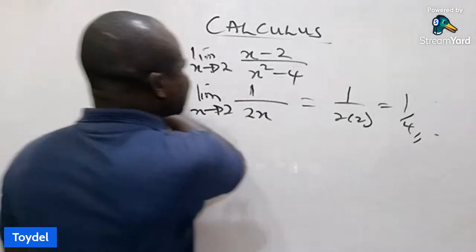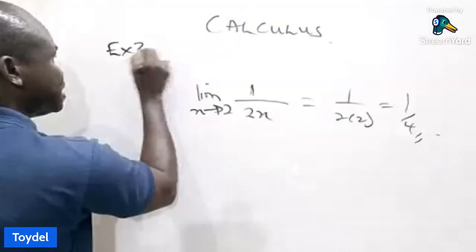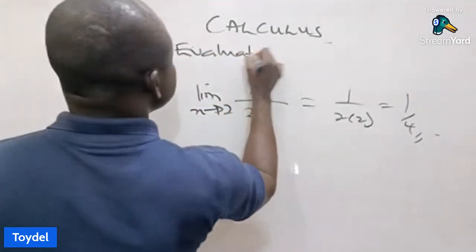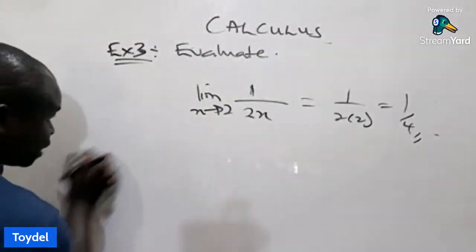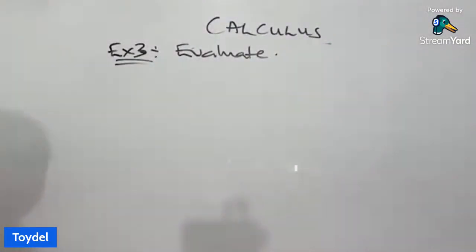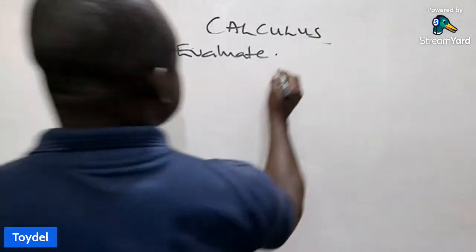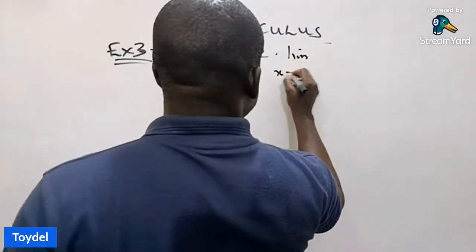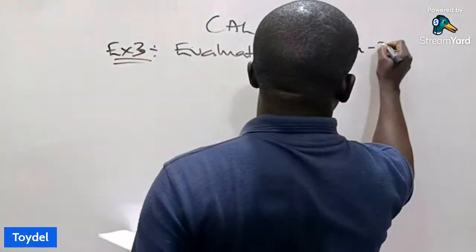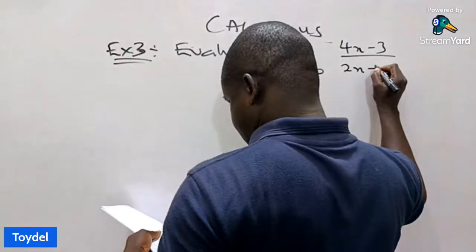Then let's take another example. See example 3 under limits. You can also have a question in this one. Please, I want us to note the difference. Example 3, you can be asked to evaluate. In the first two examples, x tends to a particular value. But in this case now, whenever x tends to infinity, what is the implication? That is, you are asked to evaluate the limit as x tends to infinity of 4x minus 3 all over 2x plus 2.